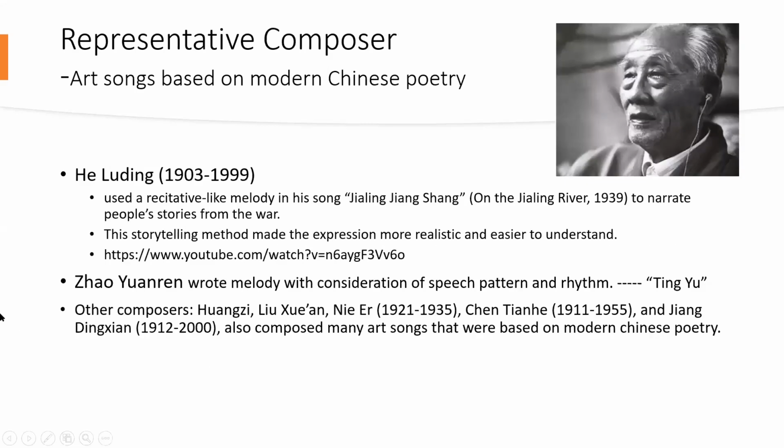A very important representative composer for art songs based on modern Chinese poetry is He Luting. His song Jialing Jiang Shang, meaning On the Jialing River, is a very good example of using a recitative-like melody to narrate people's story from the wall. And this storytelling method made expression very realistic and easy to understand for the audience.